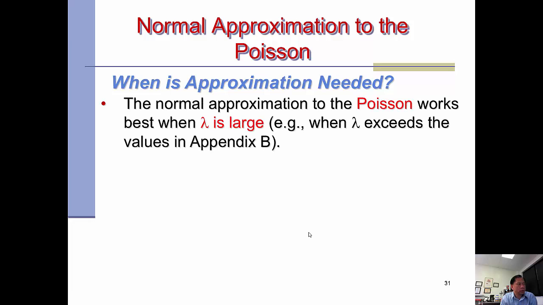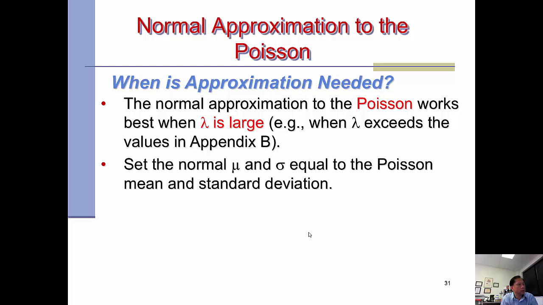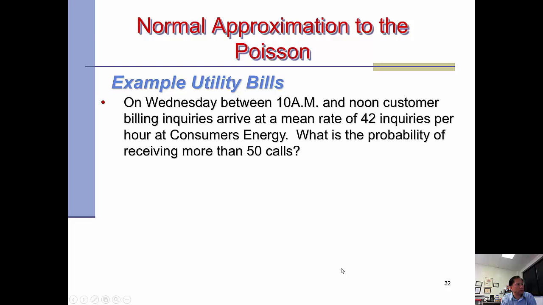What about the Poisson distribution? Can we use the normal distribution to approximate Poisson? Yes, when lambda is large. When lambda is larger than the values in Appendix B, table B, we can use the normal distribution. We also know in the Poisson distribution, mu is lambda and sigma is the square root of lambda. We have mu and sigma, so we can do a normal approximation.